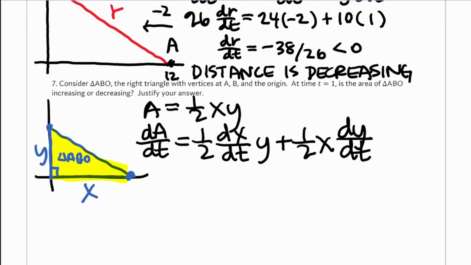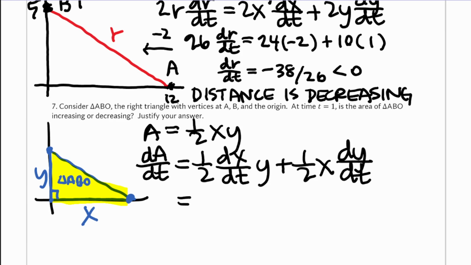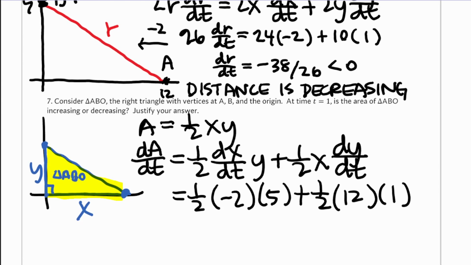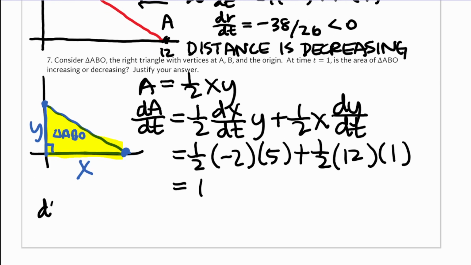Okay, and then I'm just going to plug everything in. I've got 1/2 dx/dt was negative 2, I can see up there, and y was 5, plus 1/2 x was 12, and dy/dt was 1. Okay, so I've got half of 12 is 6, minus 5 is equal to 1. Okay, so since dA/dt is greater than 0, I'm going to say that area is increasing.